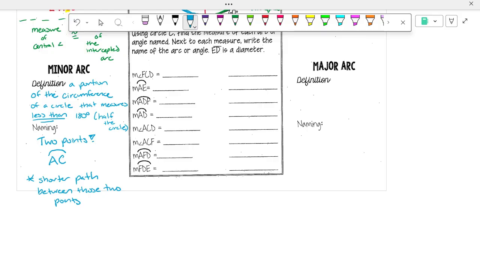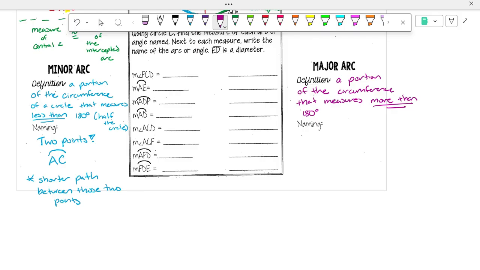Because on the opposite end of things, we have a major arc. If you can guess what it is, it's a portion of the circumference that measures more than 180 degrees. So minor is less than 180, major is more than 180.